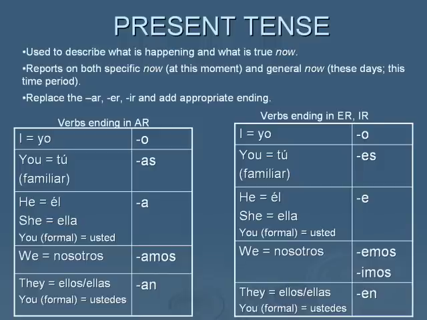So the present tense is used to describe what is happening and what is true right now. It reports on both the specific now and the general now. On the left are the verb endings for AR, and on the right are the verb endings for ER and IR. So what you do is you take off the AR, ER, and IR, and you add the appropriate ending. Now you notice there's a couple ways you can say you. If you're familiar with the person, you use tú. If you're not familiar and it's a formal situation, you use usted. These are the verb endings for all regular verbs. There are going to be irregular verbs. They do not follow these patterns in most of these tenses.